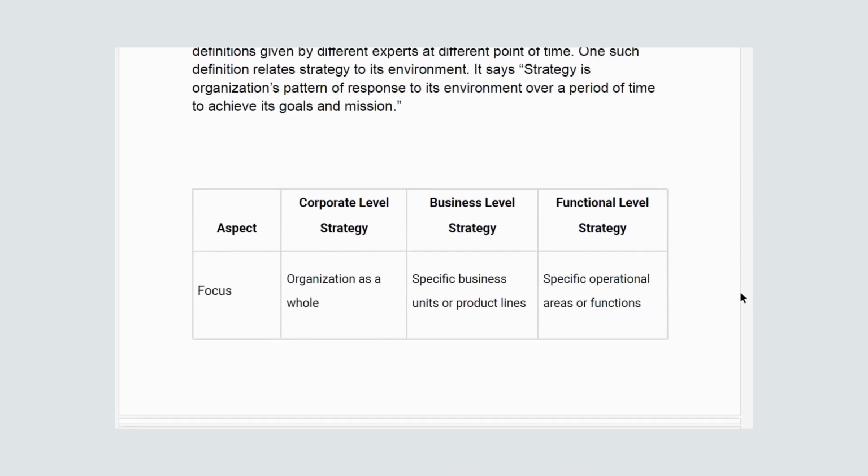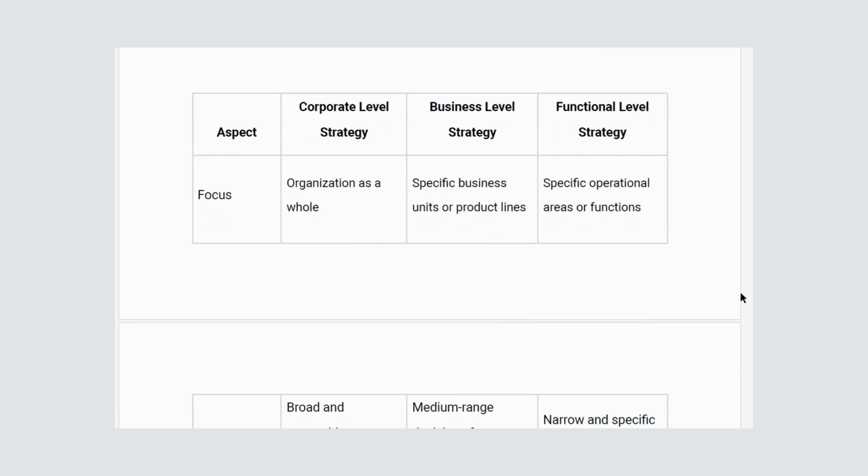Okay, so let's differentiate the different levels of strategy. The three main levels of strategy are corporate level strategy, business level strategy, and functional level strategy. Okay, so what do you mean by corporate level strategy? What is its main focus? Yes, it focuses on the organization as a whole. The entire organization is considered in this level of strategy. When talking about business level strategy, it focuses on specific business units or product lines. And then comes functional level strategy. It focuses on specific operational areas like marketing, sales, production, all those kinds of functional departments.